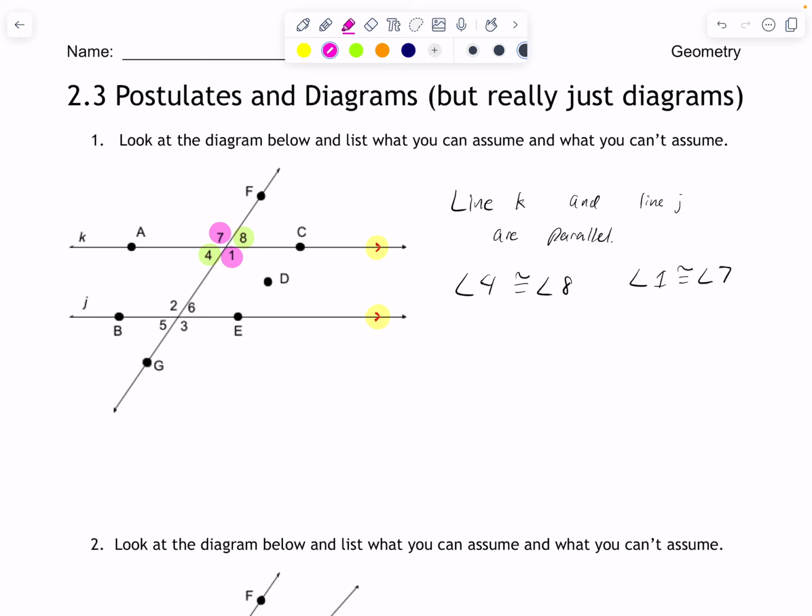Another thing I wanted to point out that you've got to be careful about is this point D. Some students will say that it is collinear with points C and E, but you can't assume that, right? There's no line that connects all three of those. So we're not going to assume that as well. That's everything I wanted to talk about with the figure for number 1. So just again, a reminder, only look at the symbols that are given.